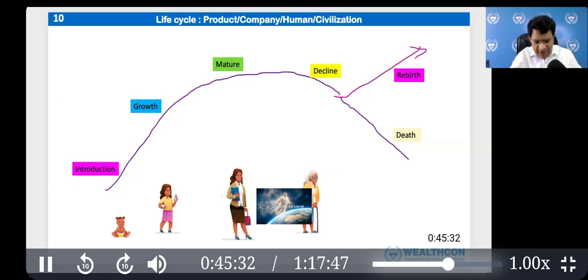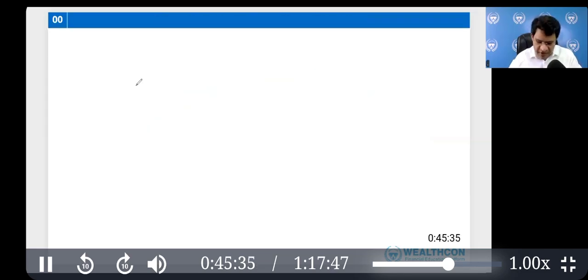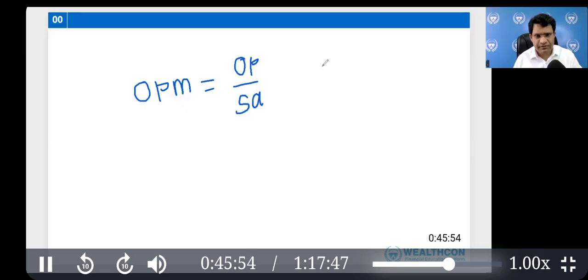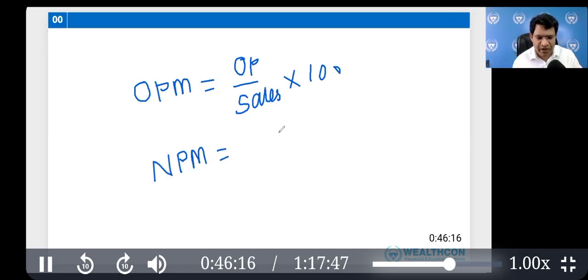So what are the ratios from the profit loss statement? Ratio calculation: operating profit margin is operating profit divided by sales, multiplied by 100. Then NPM, net profit margin. People take EBITDA margin, etc. But for now, understand two main ratios. Additional information you can fill in later on.